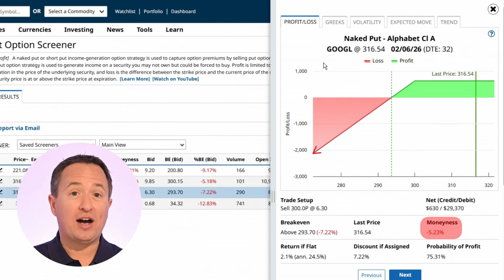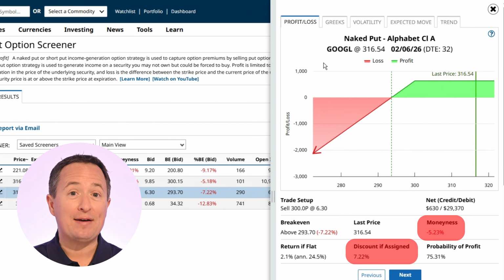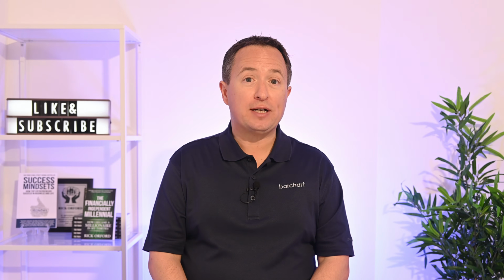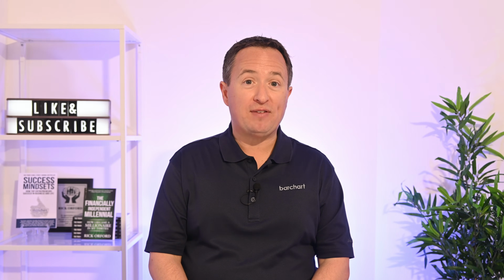The strike price is 5% out of the money, and you'll get around a 7% discount based on Google's current trading price if you get assigned. Now, if the stock trades above $300 by February 6th, you get to keep the premium as profit, and the option disappears from your account, and you're free from any other obligations. But if it trades below $300 by February 6th, you'll be assigned. That means you'll be buying 100 shares of Alphabet stock at $300 each, regardless of its current trading price.